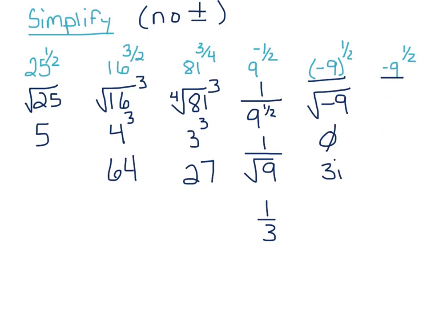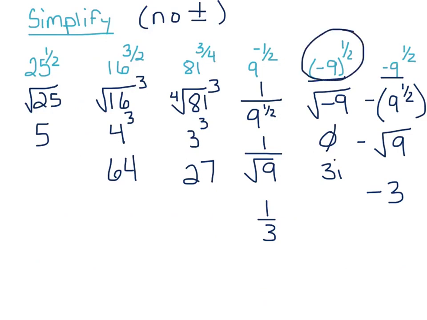However, if I have negative 9 to the 1/2 power and I don't have parentheses, then I'm saying the negative of 9 to the 1/2 power. So I'm saying negative square root of 9, which is negative 3. So you guys see there's a very important difference between this one and this one. All right?